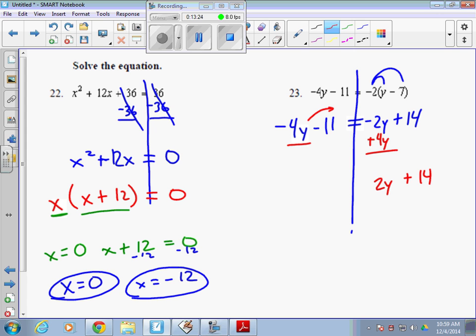You still have 14 there. You still have negative 11. You got 2y on the right. Bring the rest of it to the left. This is the rest of it. Bring it over. Add 14 to both sides, and it leaves you with 3 on the left and 2y on the right. One more step. Get y by itself by dividing by 2. Y equals 3 over 2.